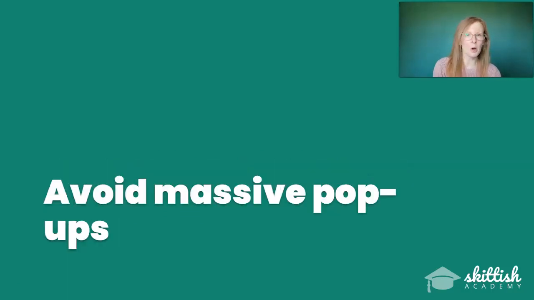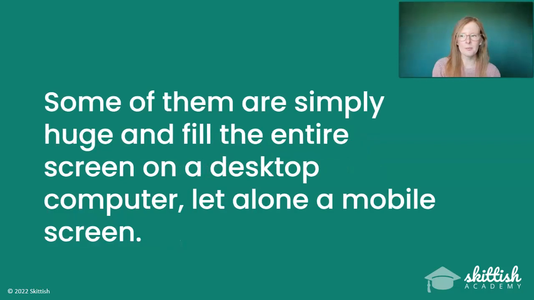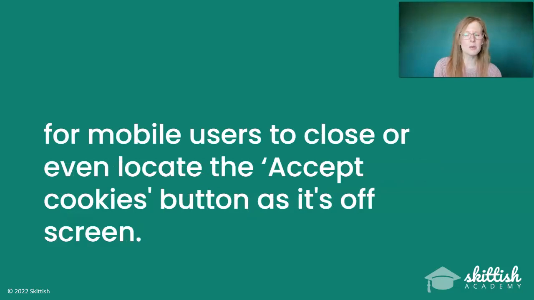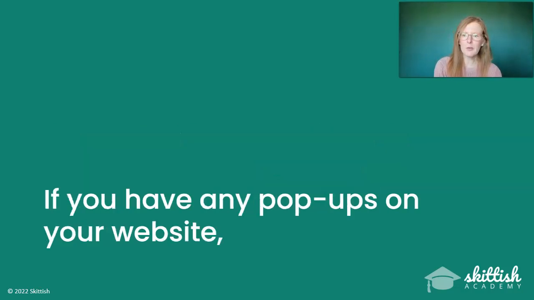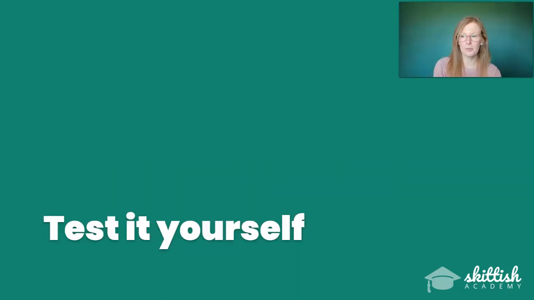Avoid massive pop-ups. Cookie banners, privacy notices, newsletter opt-in pop-ups, they're everywhere. Some of them are simply huge and fill the entire screen on a desktop computer, let alone on a mobile screen. The problem with these pop-ups is they're often difficult for mobile users to close or even locate the Accept Cookies button as it's off screen. If you have any pop-ups on your website, make sure they're easy for your small screen friends to close.